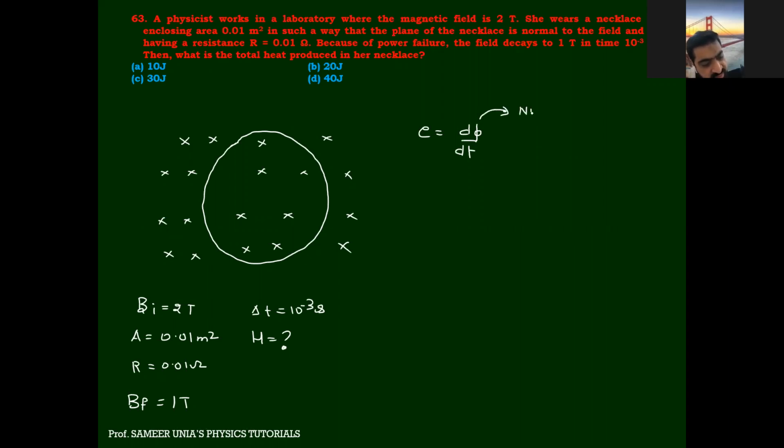Flux, remember, is NAB cos theta, but theta over here is 0 because it is the angle between the area vector and the normal. So the number of turns is 1, so I can say E equals A dB by dt.